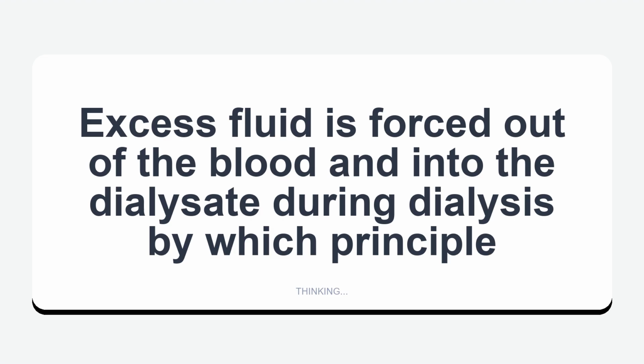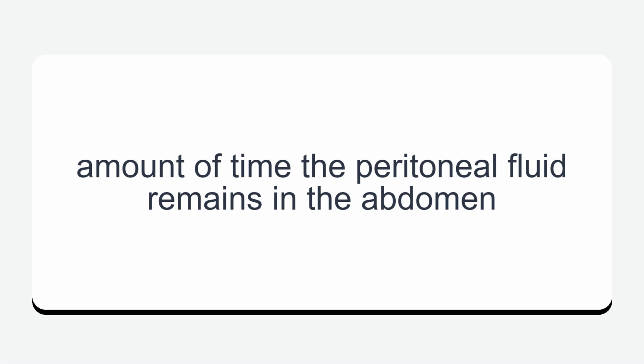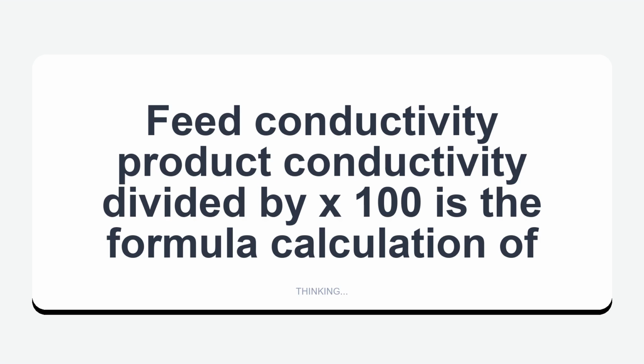Excess fluid is forced out of the blood and into the dialysate during dialysis by which principle? Ultrafiltration. Dwell time in peritoneal dialysis is defined as the amount of time the peritoneal fluid remains in the abdomen. Feed conductivity minus product conductivity divided by feed conductivity times 100 is the formula calculation of percent rejection.